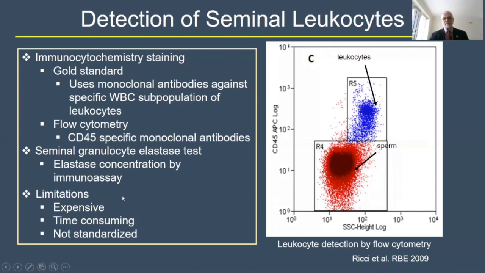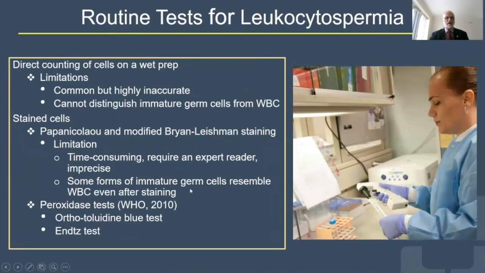But all these tests have limitations. They are, number one, expensive, they are time-consuming, and they are not standardized. So what can be done? There are routine tests that give an indication of what is going on in the ejaculate. In a wet prep, one can see round cells, but these cells cannot really be distinguished from immature germ cells, and it's highly inaccurate. So we need other techniques, including staining techniques with Papanicolaou or modified Bryan-Leishman staining.